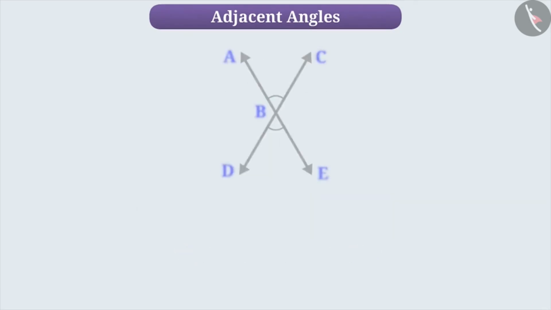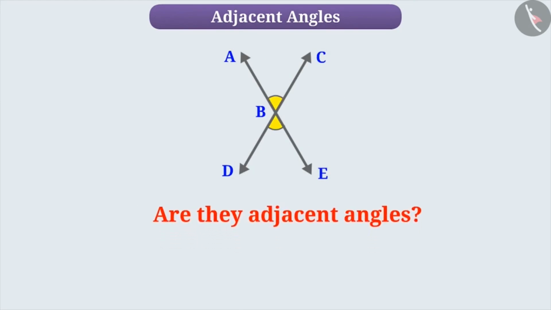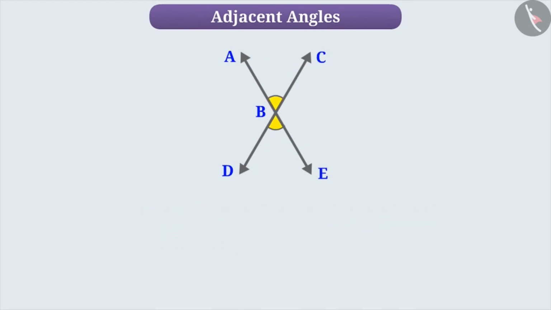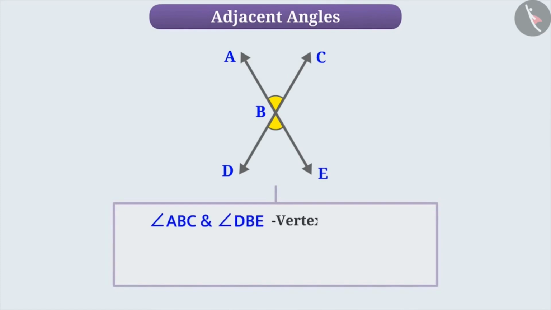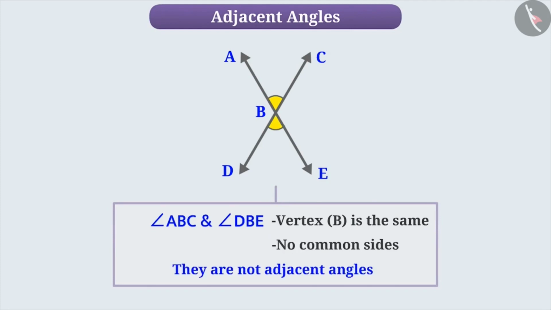Now look at this figure. Do you think the angles shown here are adjacent angles? Let me tell you. In this figure, the vertex of both the angles are the same, but they do not have any common sides. Therefore, the angles shown in this figure are not adjacent angles.